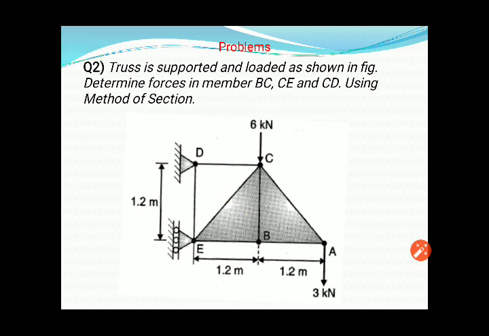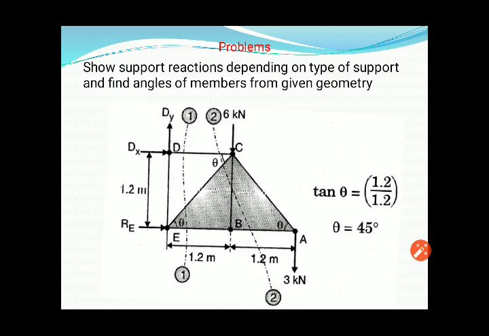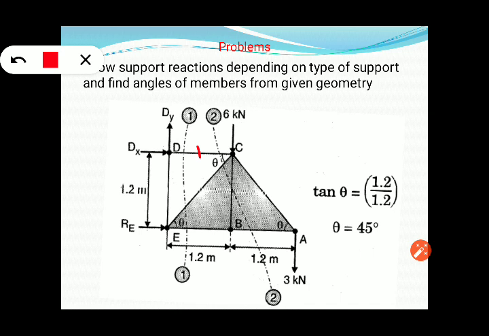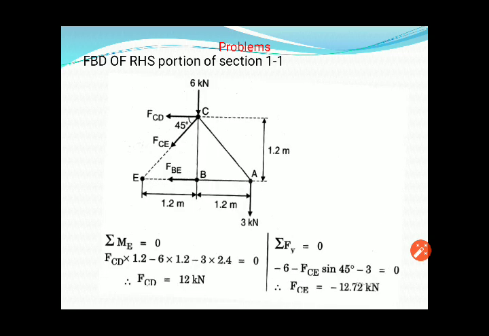So how will you take the section lines? See, two section lines you can take. To find members CD and CE, you can consider a section line like this, and to find the value of BC you can pass a section line 2-2 also. Okay, free body diagram of the right hand side portion of section 1-1. Just draw the free body diagram.